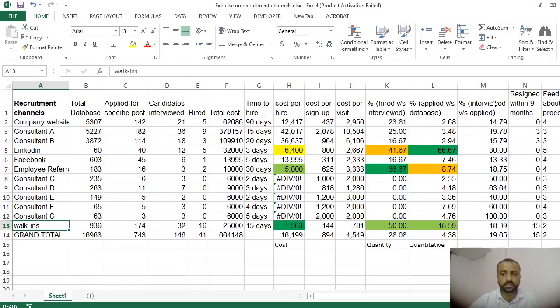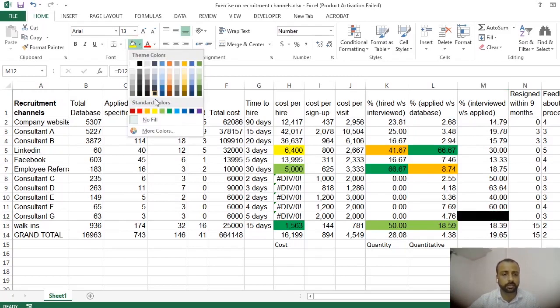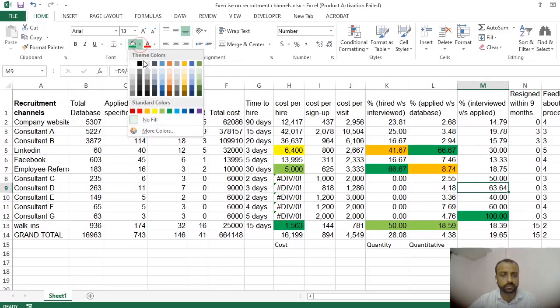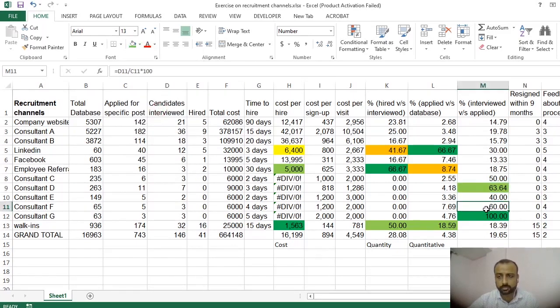the percentage of candidates who were interviewed out of those who applied. This is again an important thing, but here I get a different number. 100% for consultant G. This is a strange thing, but this shows a different kind of challenge. Similarly, the second highest is consultant D, and then probably consultant F. Correct. I will explain what all these things mean.